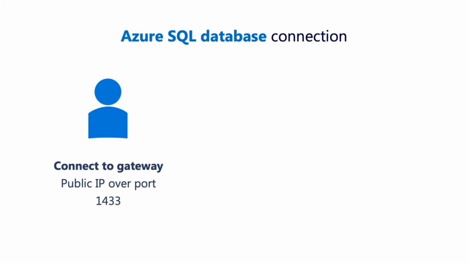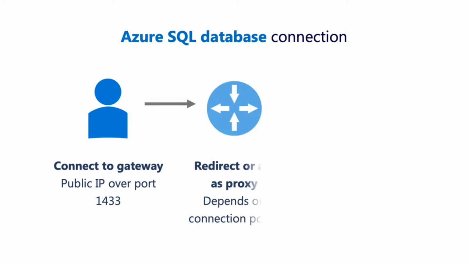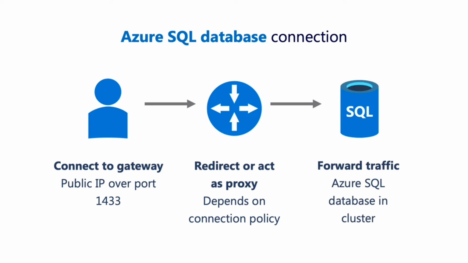The following steps describe how a connection is established to an Azure SQL database. Clients connect to a gateway that has a public IP address and listens on port 1433. Depending on the effective connection policy, the gateway either redirects traffic to the database cluster or acts as a proxy for the database cluster. Note that Azure SQL Database uses a clustered topology to provide high availability. Each server and database is transparently replicated to ensure that a server is always accessible, even in the event of a database or server failure.